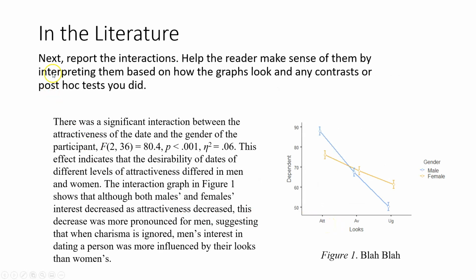After you report the main effects, next you have to report the interactions. Your goal is to help the reader make sense of these interactions by interpreting them based on how the graphs look and on any contrasts or post hoc tests that you did. Now, I didn't do any post hoc tests or contrasts, but because these graphs have error bars like this, you can kind of eyeball which ones are different from each other.